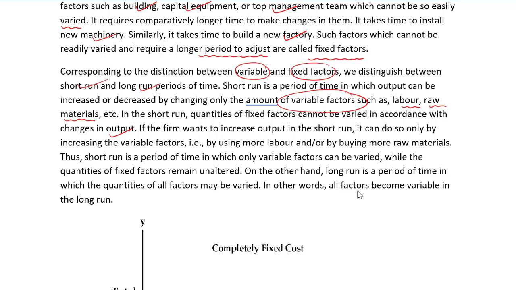You won't be able to manage that in accordance with the change in output. If the firm wants to increase the output in short run, it can do so by increasing the variable factors only, that is, by using more labor and buying more raw materials. Thus, short run is a period of time in which only variable factors of production can be varied, while the quantities of fixed factors remain unchanged. On the other hand, long run is a period of time in which all the factors may be changed. You can change fixed factors as well as variable factors.